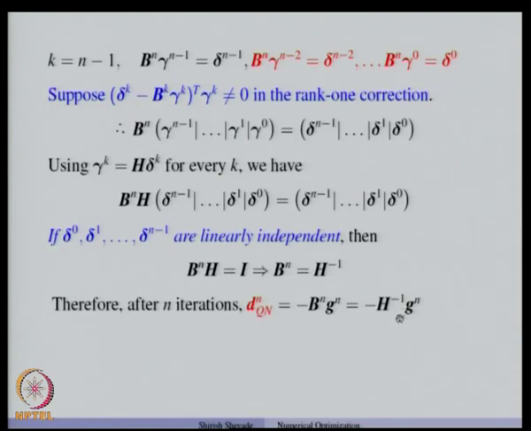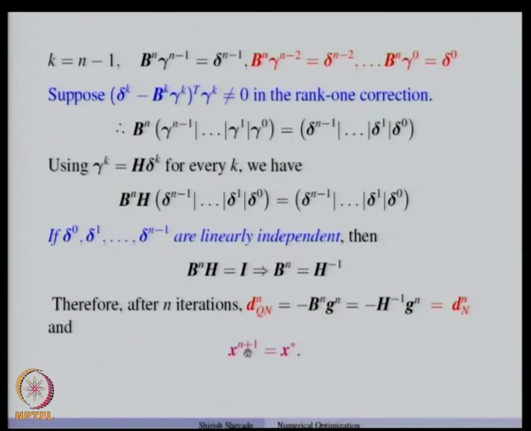Now, if you recall, this direction is same as the Newton direction. So, after n iterations, the direction that we get using the Quasi-Newton method in this case turned out to be same as the Newton direction. And then it is as good as applying Newton method to the given problem. And therefore, what we get is that in the next iteration, we get x star to be our minimum.